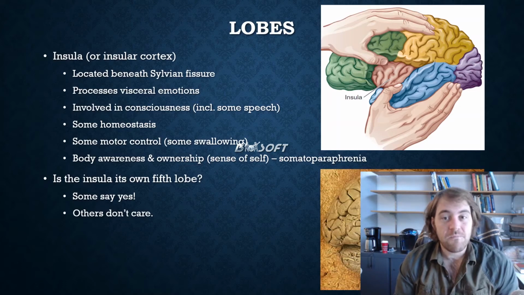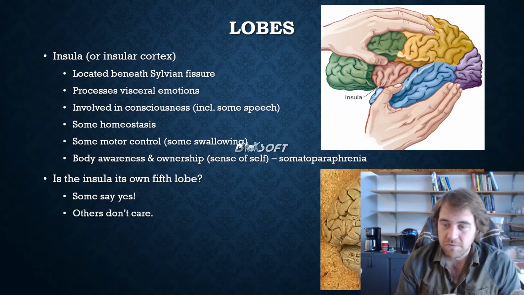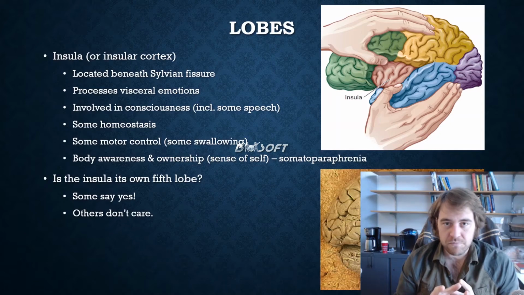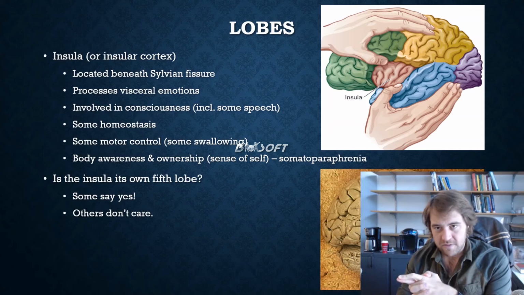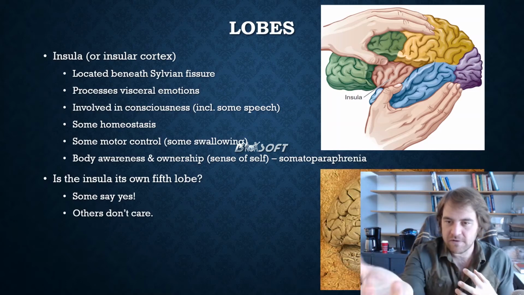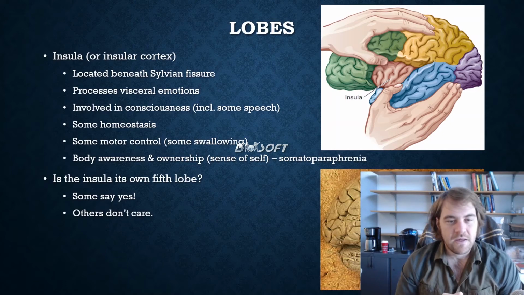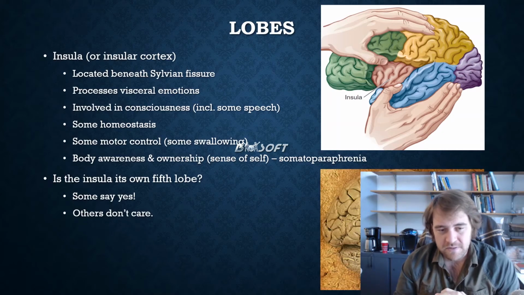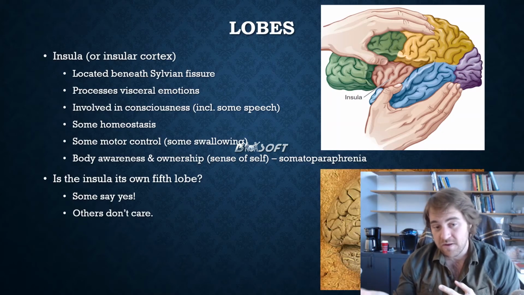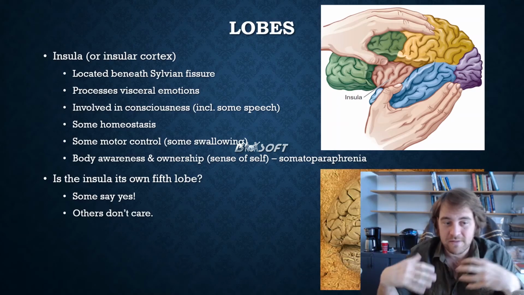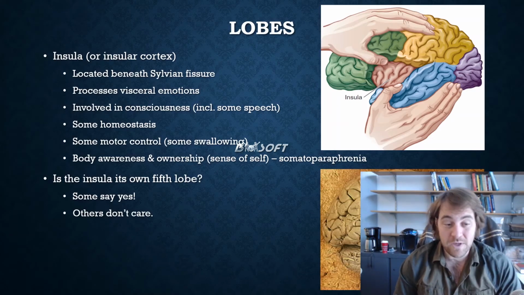So anyway, visceral emotions. Some types of fear are visceral emotions. Typically the amygdala, which we'll talk about later, is where emotions are processed, and fear is often processed in the amygdala, but that's kind of like higher level fear. That really intense, like shivering kind of fear tends to be processed in the insula. Some research studies show that the insula is involved in consciousness and speech. It's involved in some homeostasis along with the hypothalamus. Some motor control, including swallowing, is done in the insula. And also your sense of self, like this is my hand, may be processed in the insula as well.